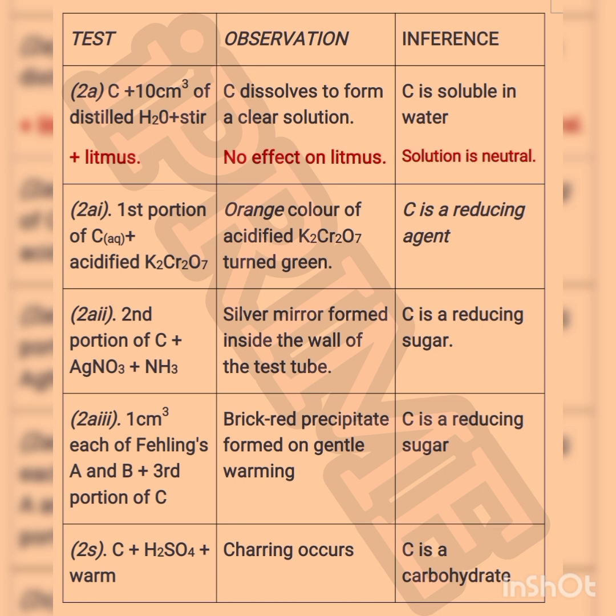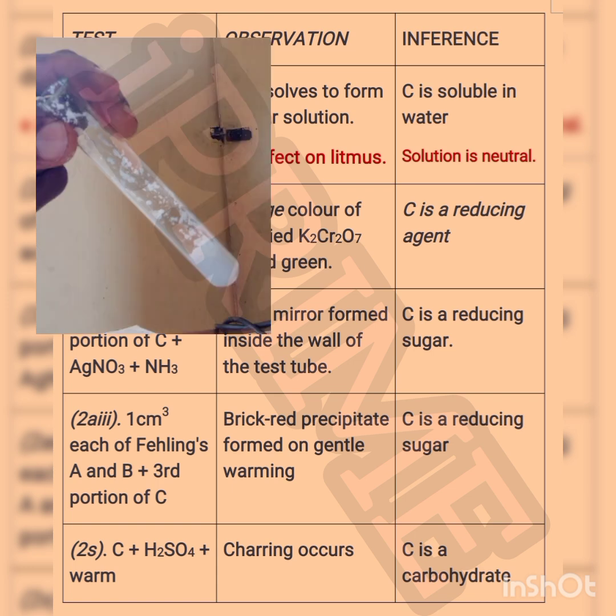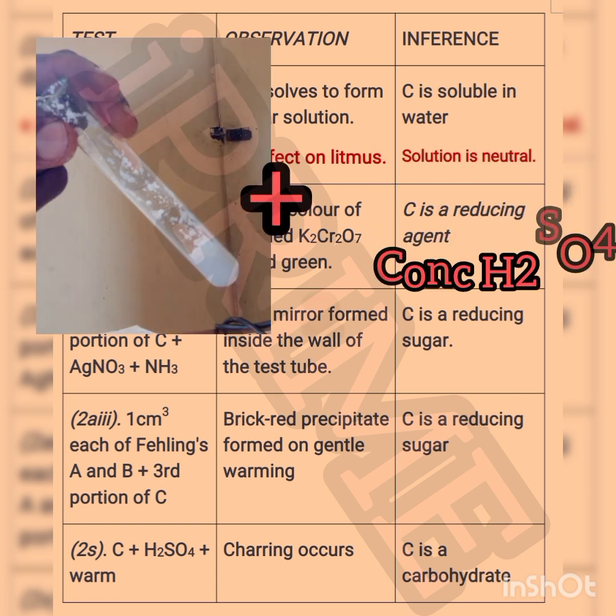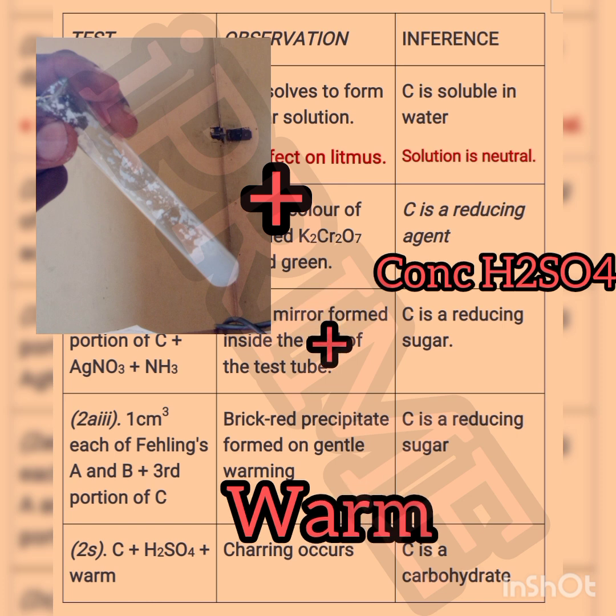Now, to the next part of it, you can be asked. I indicated this one specially because it can also be asked. You can be asked to take a spatula full of C in a boiling tube, and then add concentrated H2SO4, then warm. That'll be C plus concentrated H2SO4, then plus warm or heat.